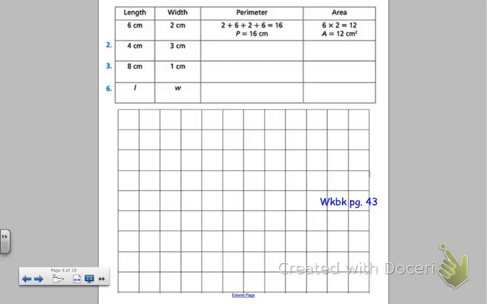So the first one we're going to do is number 2 because number 1's technically already been done for us. We want a length of 4 and a width of 3. So I might do that down here. Here's my length of 4, here's my width of 3, and it would look like that. 4 here, and 3 on the sides.